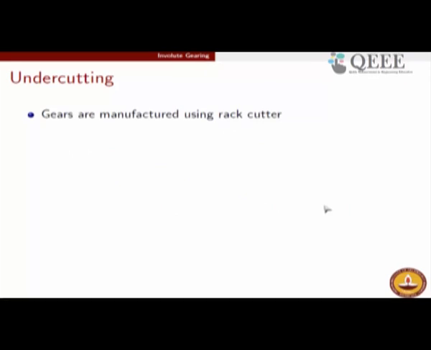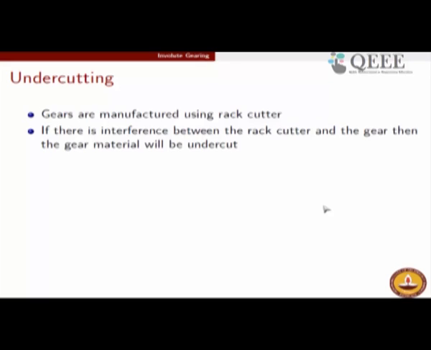As I said, one very common process of gear manufacturing is that of a rack cutting operation. Rack cutting essentially means an engagement of a rack cutter with a gear blank. So we now have to boil down this situation to that of a rack and pinion gearing arrangement.